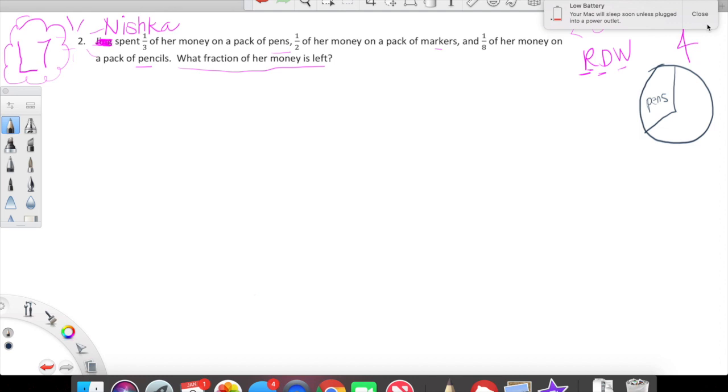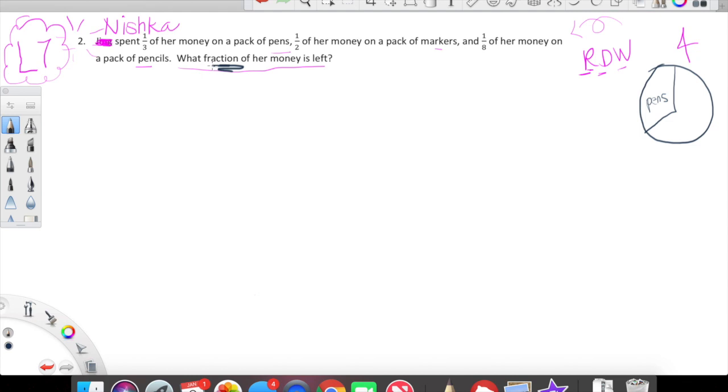Okay, so Nishka spent 1/3 of her money. We don't know how much money that is. We could say it was $1. We could say it was $1 million. We're actually not worried about how much money there is. All we are worried about in this problem are fractions. Fractions. That's all we are concerned with.